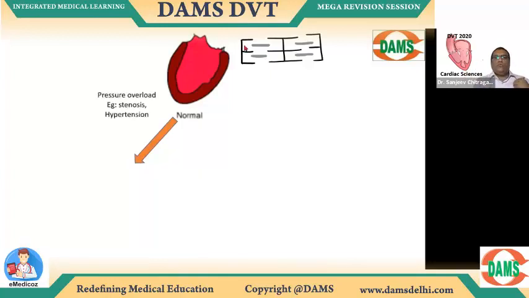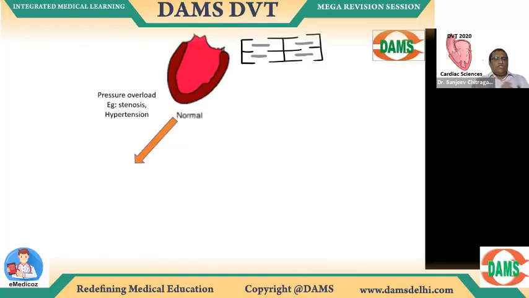One type of stress could be a pressure overload on the heart. An example of pressure overload is a stenosis, whichever the valve is. Aortic stenosis can lead to pressure overload on the left ventricle, and similarly mitral stenosis can lead to pressure overload on the left atrium, and also systemic hypertension. Especially I'm talking about the diastolic hypertension against which the heart has to pump the blood, right? So this is the pressure overload.